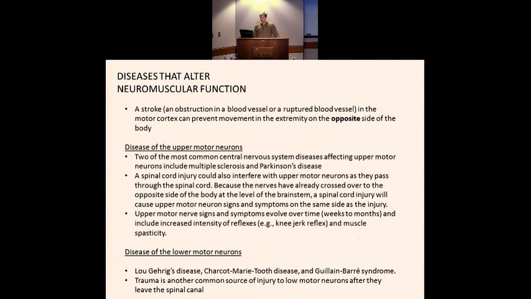This gets into detail about upper motor neuron disease. These are going to be MS, multiple sclerosis, or Parkinson's. If you have a spinal cord injury, it can affect your upper motor neurons. There's lower ones, which is Lou Gehrig's disease, CMT disease, or Guillain-Barré, or trauma is the other way. A stroke would be something that affects your neuromuscular function. That's going to be above the level of your motor neurons, actually in your brain.